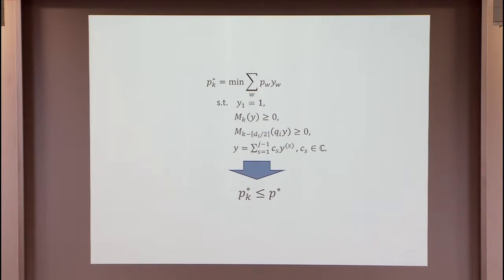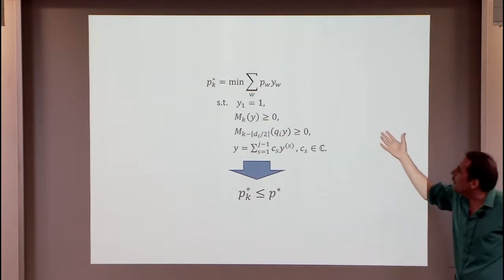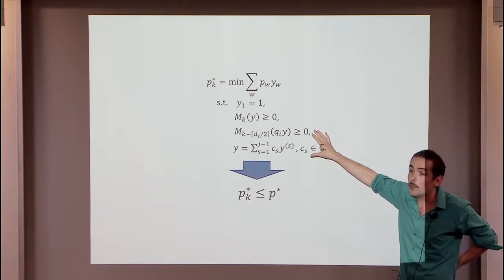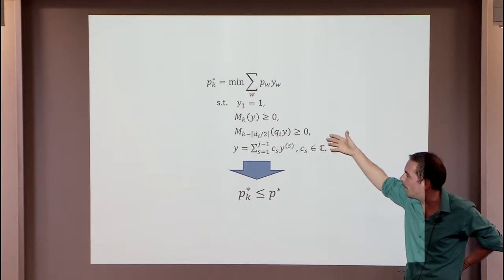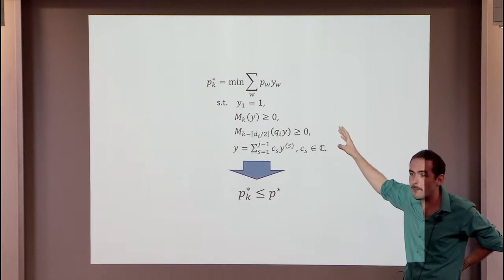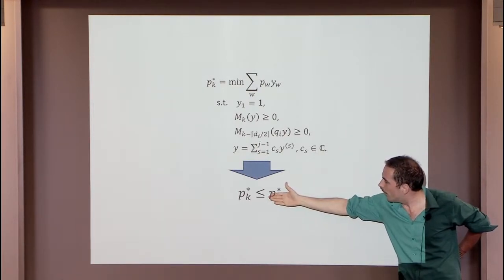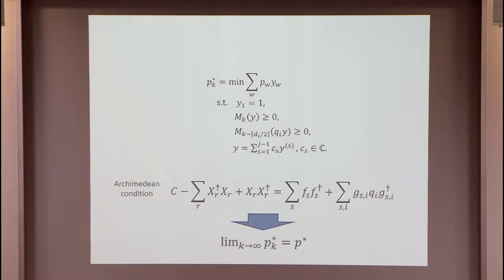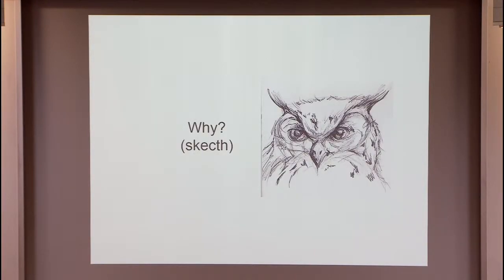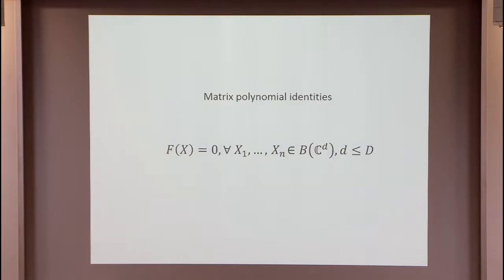Good. Because we're optimizing over a superset of the set of all things that are in the convex hull of the moment vectors which admit a moment representation, then we have a lower bound on the solution of the problem. And if the Archimedean condition is satisfied, I can promise you that the sequence of lower bounds will converge. And actually, I don't even need the Archimedean condition. Some weakening of it will be enough, but I won't get into that. And I'm going to explain briefly why this is the case, why you have convergence.